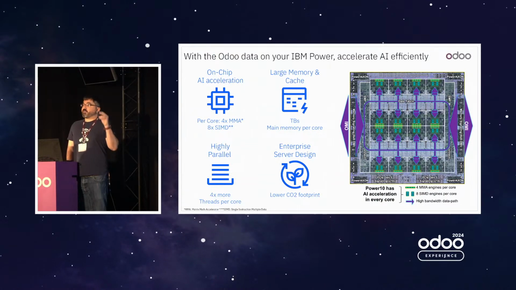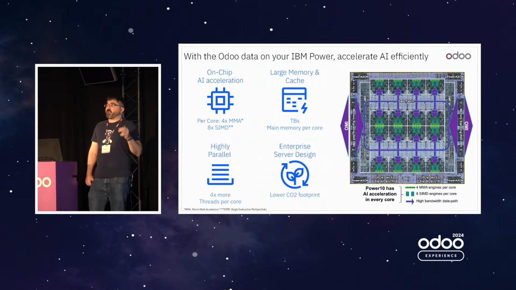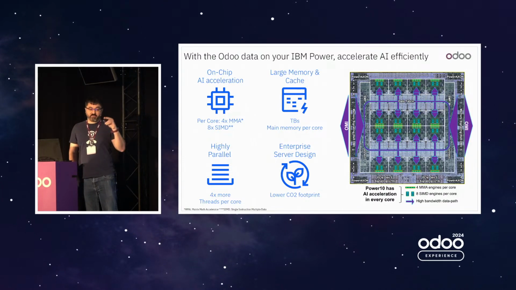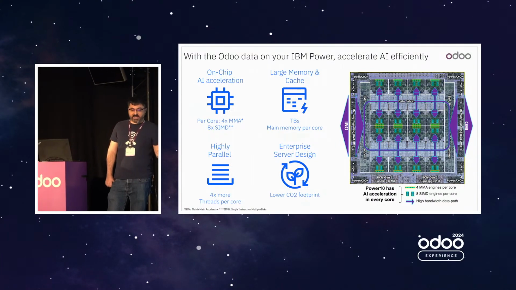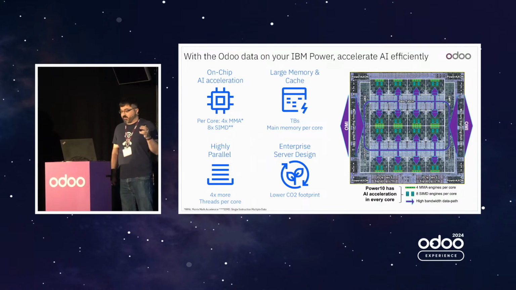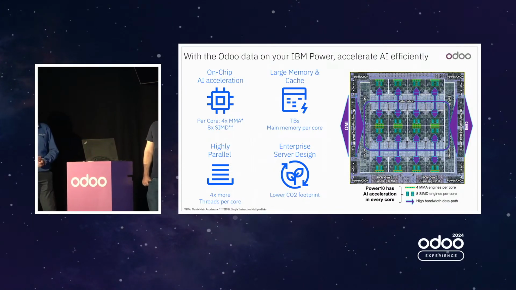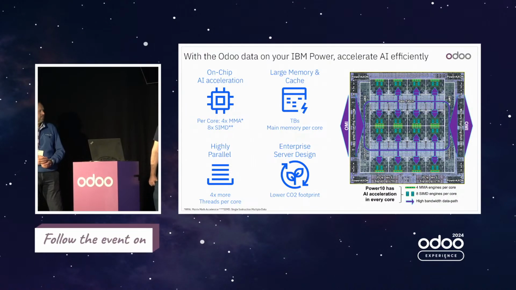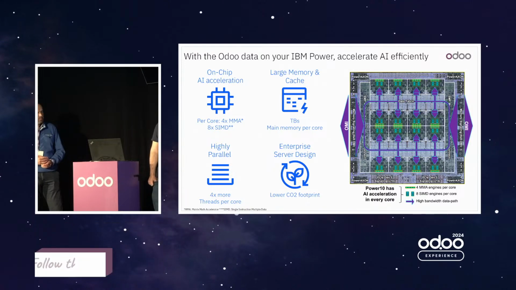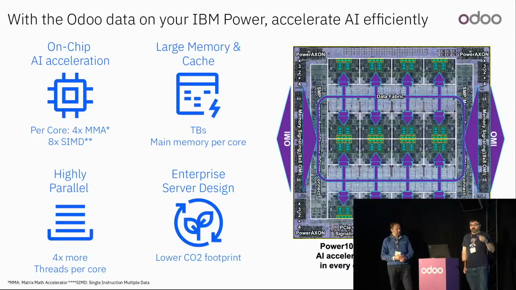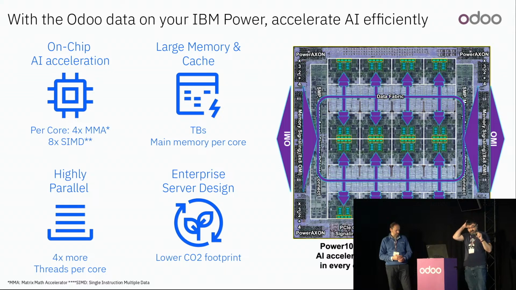And about IBM Power itself, it's not only a CPU architecture. You also have unique features, especially for AI, for AI inference. We have matrix acceleration on each core. On each core we have 8 threads, and we have a large memory and cache directly accessible in each core. And last but not least, we have an enterprise server design with a lower CO2 footprint.